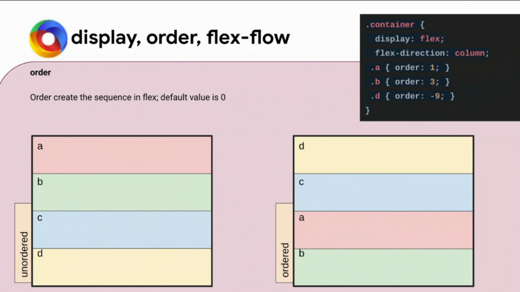So suppose you have a priority card or something with more priority, you can write the order as negative so that it comes first and all other things come last. So like that you can order accordingly.